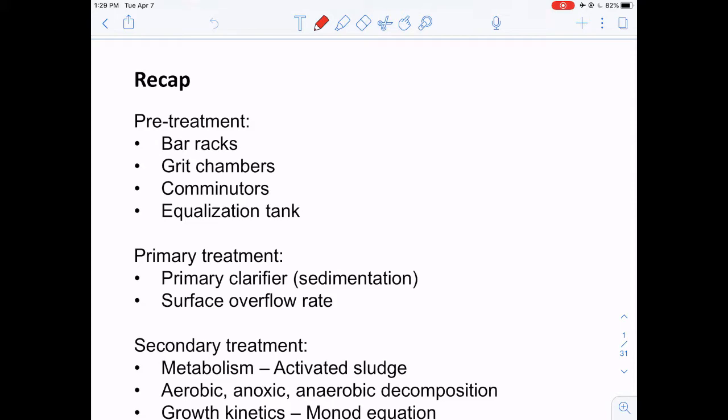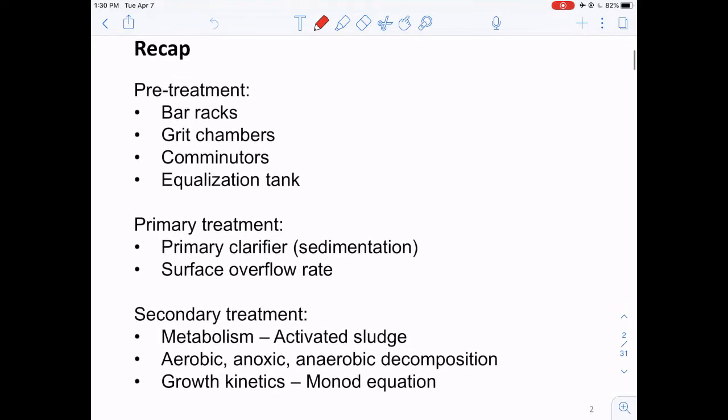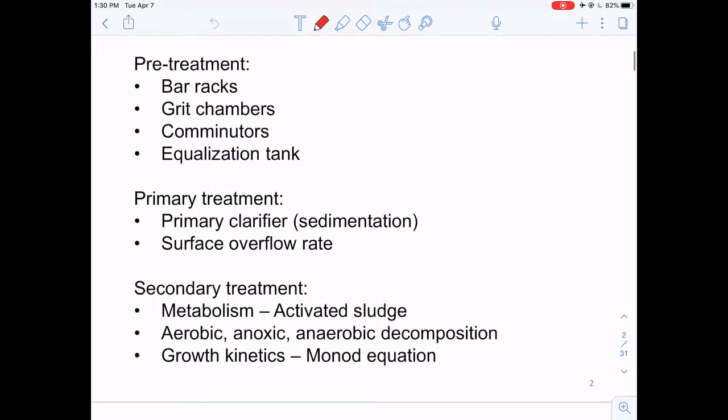In last class we went through quite many wastewater treatment processes. For example, for the pre-treatment we talked about the bar racks, the grit chambers, comminutors, and equalization tanks. And furthermore, for the primary treatment, we mentioned that we typically use a primary clarifier, which is using the mechanism of sedimentation. And because of that, we need to use the surface overflow rate as the principal design parameter for the primary treatment.